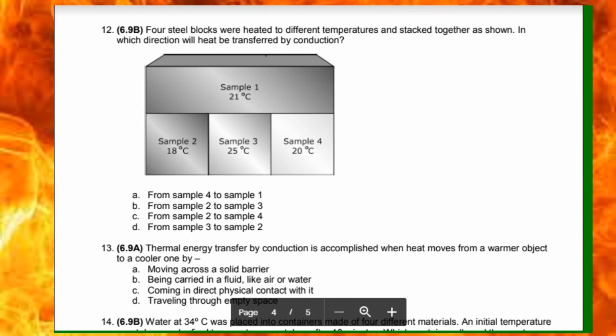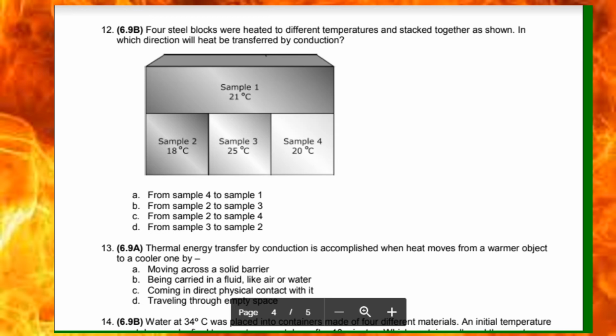Question number 12, 6.9b. 4 steel blocks were heated to different temperatures and stacked together as shown. In which direction will heat be transferred by conduction? Sample 1 is at 21 degrees Celsius. Sample 2 is at 18 degrees Celsius. Sample 3 is at 25 degrees Celsius. And sample 4 is at 20 degrees Celsius.